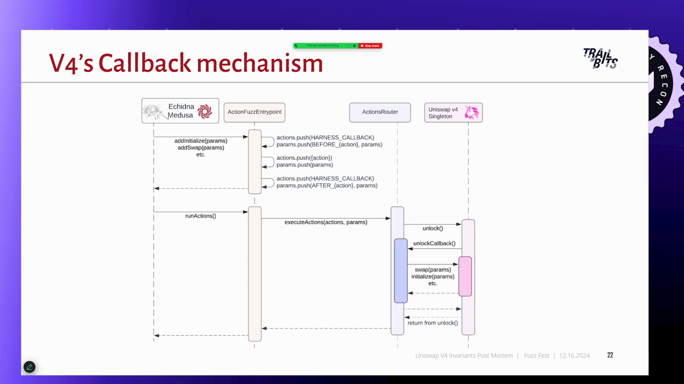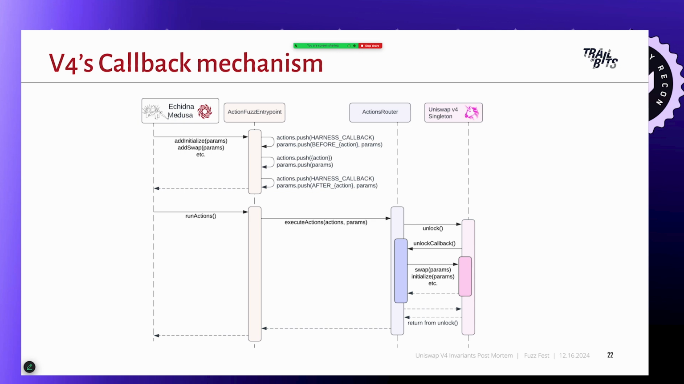So we started building a harness that would work around this. And the way that this harness works is we have a contract called the action fuzz entry point. And what this does is it keeps two lists, a list of actions that are going to be executed during a callback and a list of parameters that are going to be executed during a callback. And so when Echidna wants to call something in Uniswap, instead of calling directly into Uniswap, it calls the harness and it says, I want to add an initialize action. I want to add a swap action. I want to add a mint action along with the parameters. And it adds these parameters to the list and then returns back to the fuzzer.